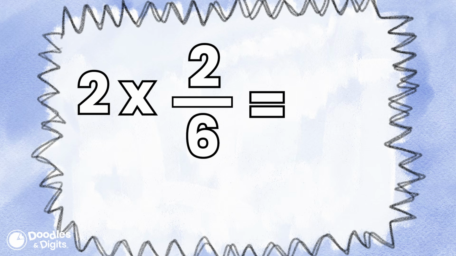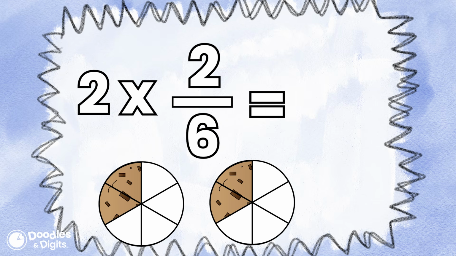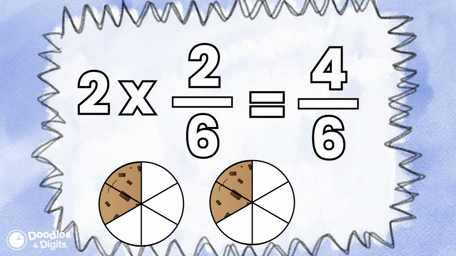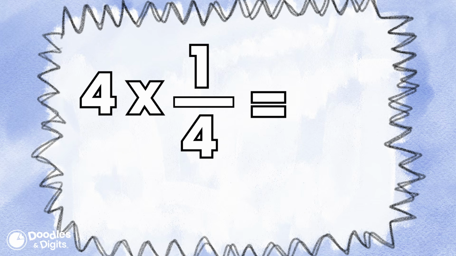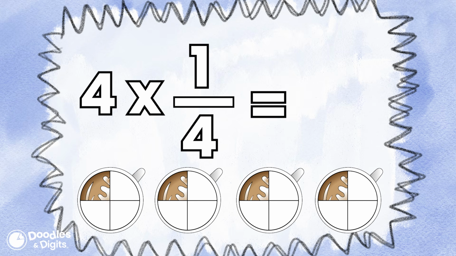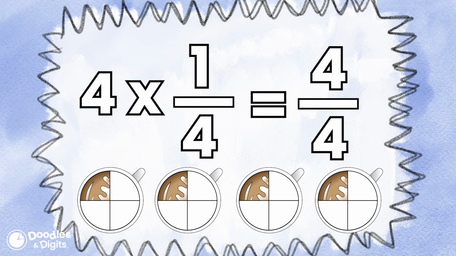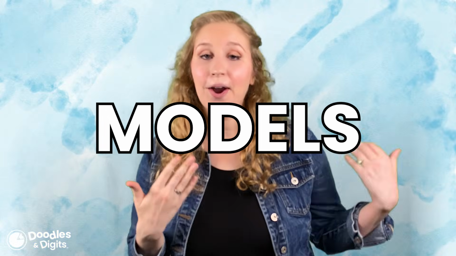All right, let's try a few more. 2 times 2/6. We're gonna first draw the model. 2 times 2/6 is 4/6. 4 times 1/4. 4 times 1/4 is 4/4, or 1 whole. Models are a great way to show your thinking and also to show your work, to go back and make sure that you didn't make any mistakes.